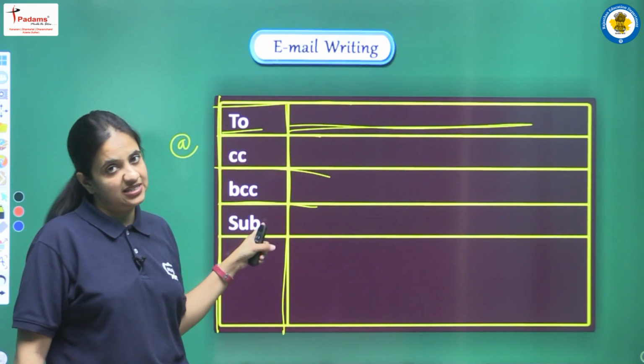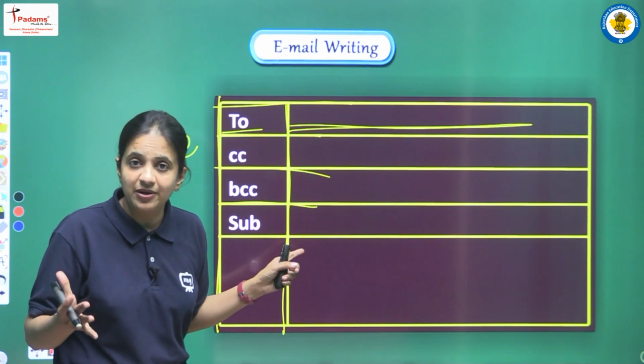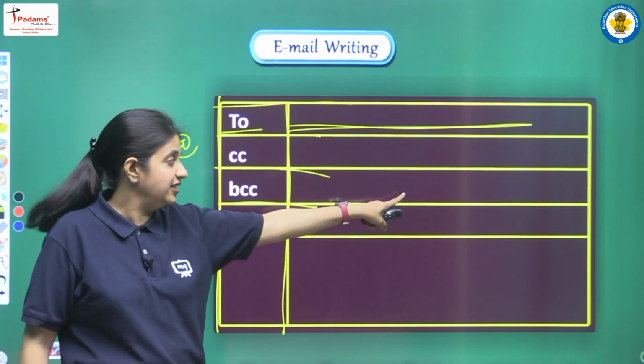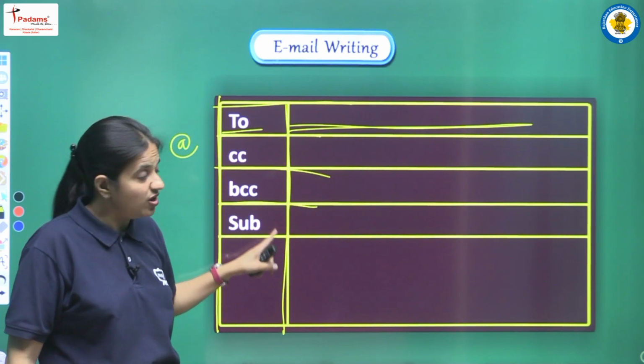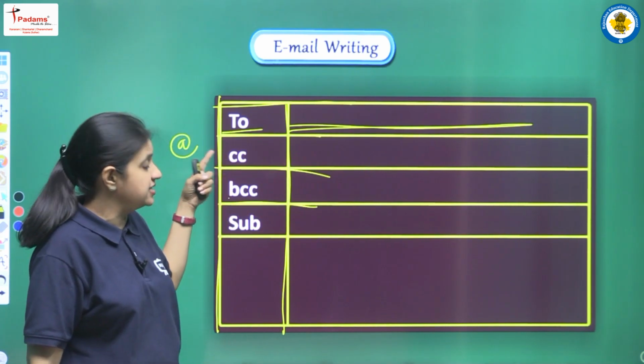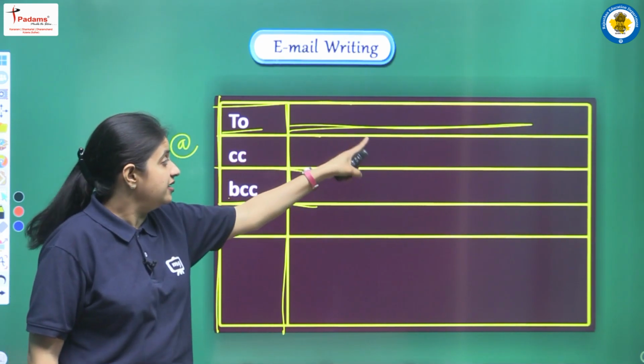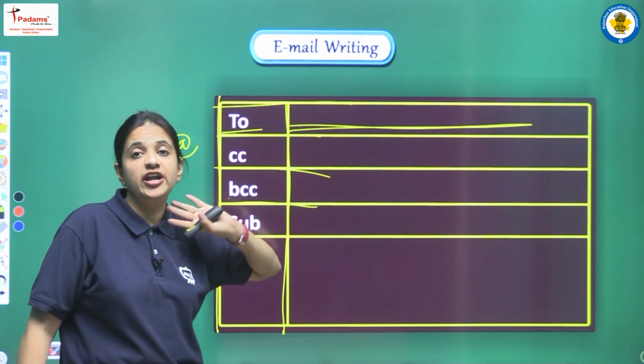Next we are having BCC. BCC means blind carbon copy. So this space also you can leave empty. You don't need to write anything here in this space. Yes, you have to mention these two things, CC and BCC. You have to draw the columns for these two things, but here in the space you don't need to write anything.